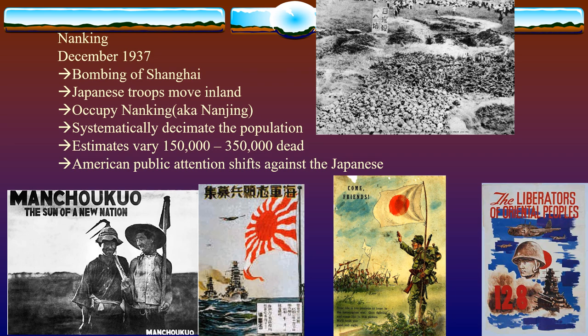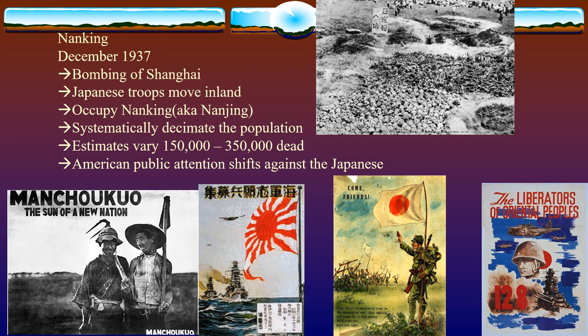So this information gets out of China because there are Americans in China at the time. Remember, it's nationalist China, not communist China. And so word gets out about these horrible things that the Japanese are doing. And so public attention, by the mid to late 1930s, shifts against the Japanese. This kind of gives FDR political cover to start these oil embargoes later on.